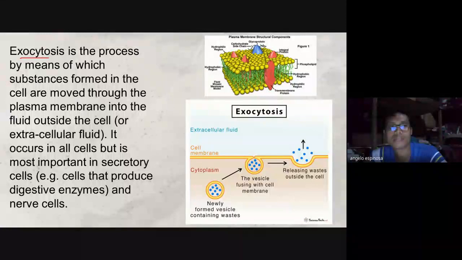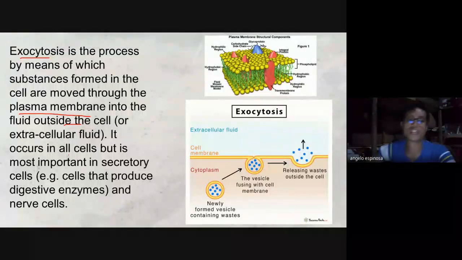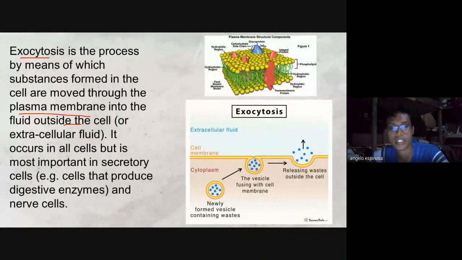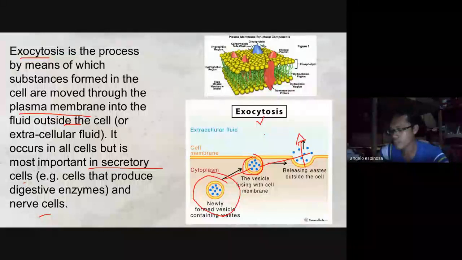Okay, so exocytosis is the process by means of which substances formed in the cells are moved through the plasma membrane into the fluid outside the cells or extracellular fluid. It occurs in all cells but is most important in secretory cells, so cells that produce digestive enzymes and nerve cells. Nilalabas niya yung mga waste palabas ng plasma membrane. So that is what we call vomiting. Sinusuka yung mga waste.